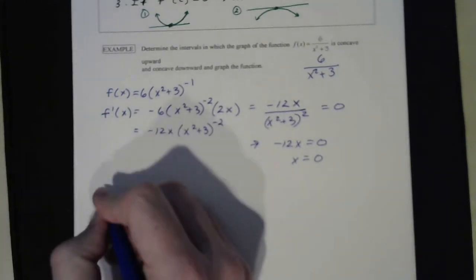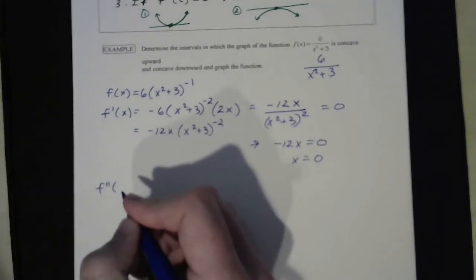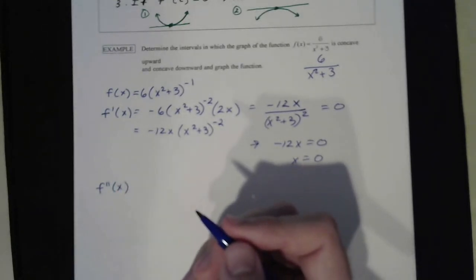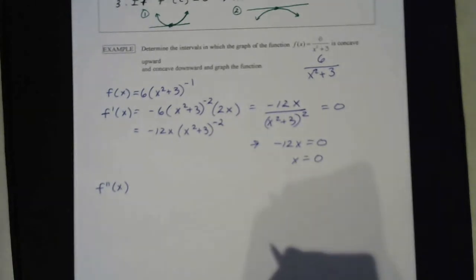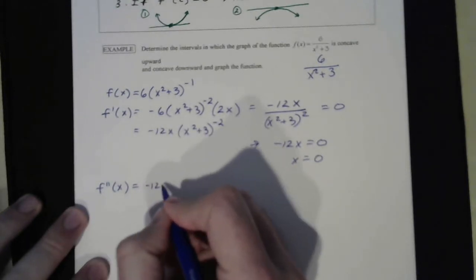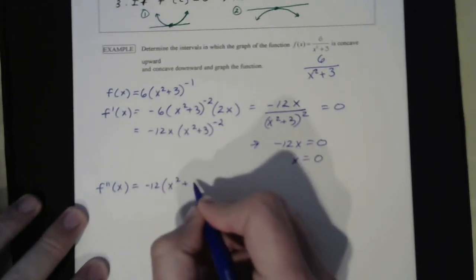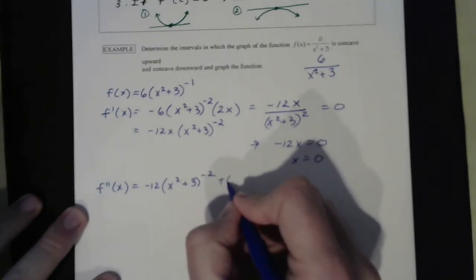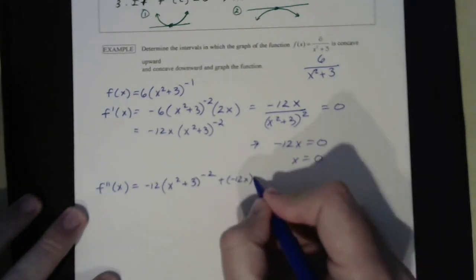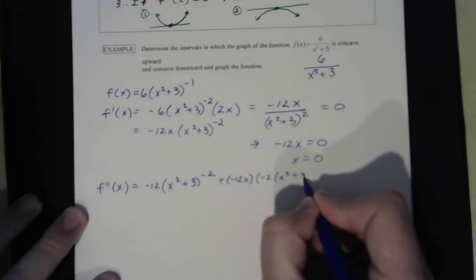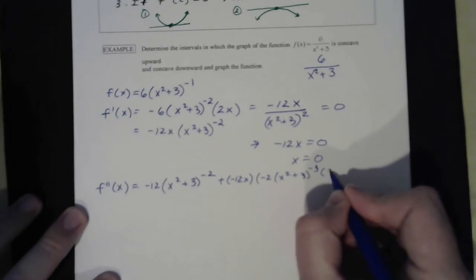So if we use the product rule for the second derivative now, we have derivative of the first, negative 12, times the second, x squared plus 3 to the negative 2, plus the first, negative 12x, times the derivative of the second, negative 2, times x squared plus 3 to the negative 3 times 2x.